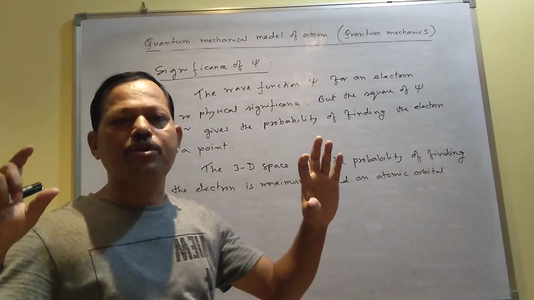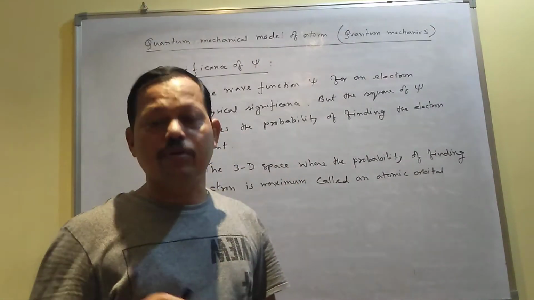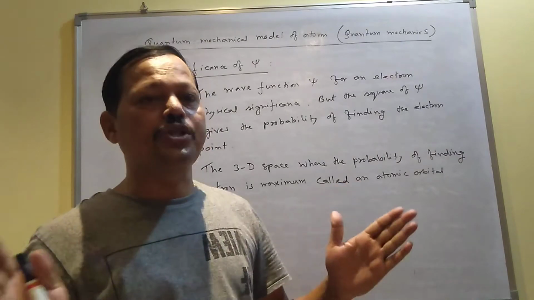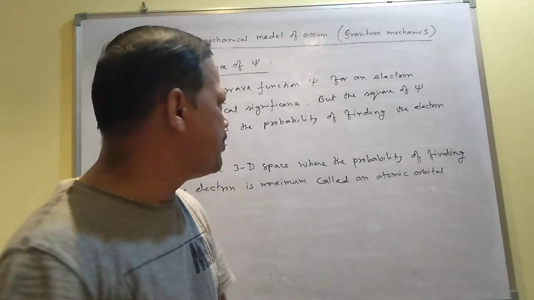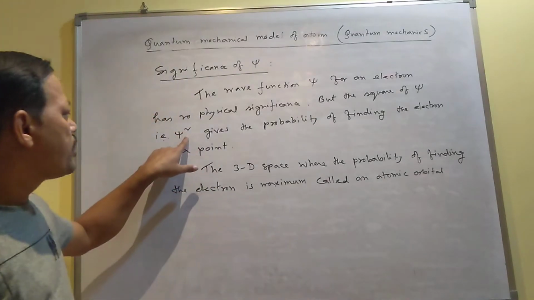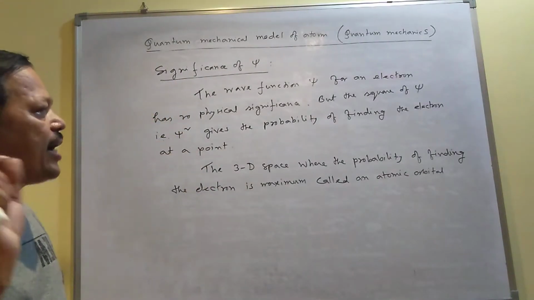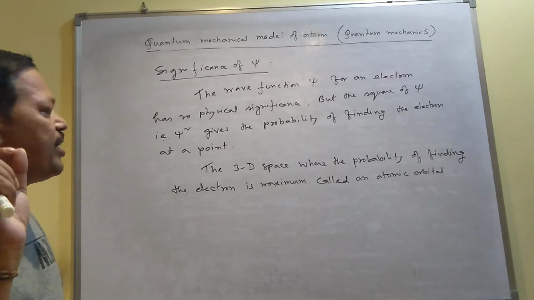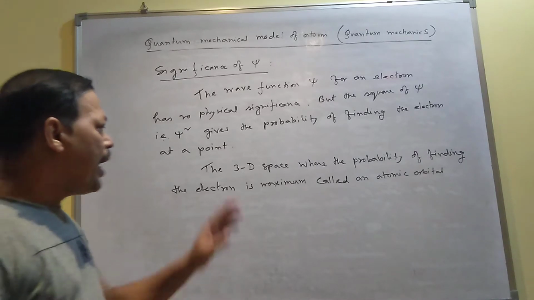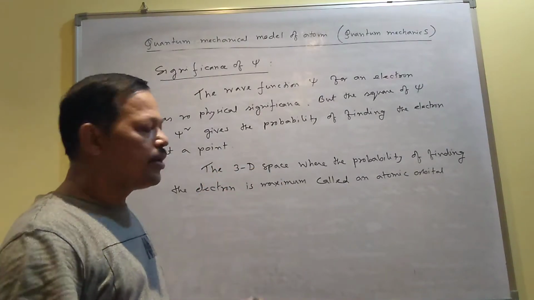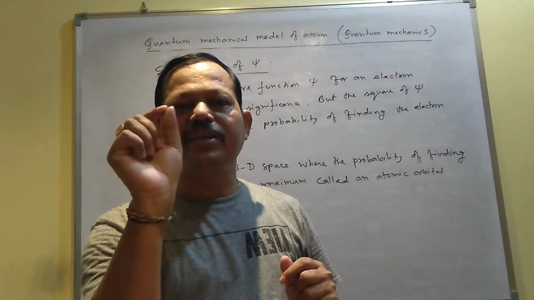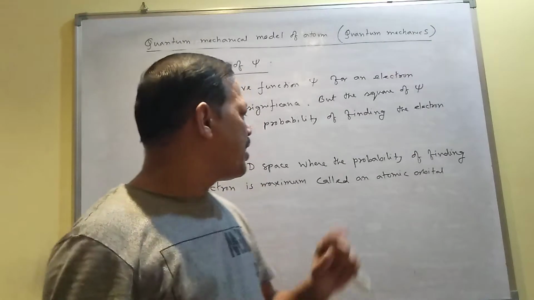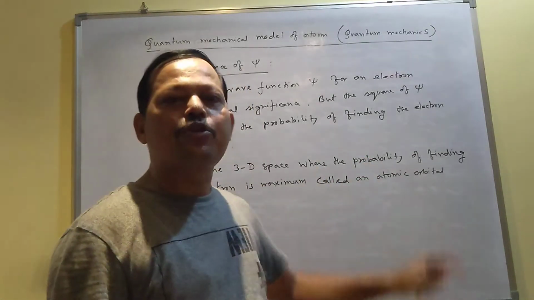Already you have got the Schrodinger equation. When you solve the Schrodinger equation, you will get some solution, and from that solution you will get the idea about the structure of atom. So when you do psi square, you will get the idea about the probability of finding the electron at a point. And the three-dimensional space where the probability of finding the electron is maximum, that is called an atomic orbital.